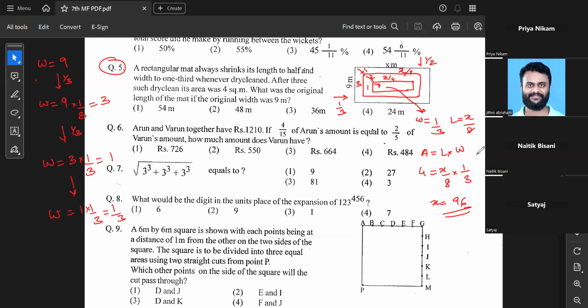I did not understand. You said width is 1 as per your answer, which is wrong. Width is 1 after the second dry clean. But we have to go for 3 dry cleans. See, I've clearly mentioned it over here. After the first dry clean, it becomes 3. After the second dry clean, it becomes 1. Now, after the third dry clean, it should become 1 by 3. So you'll have to divide it one more time. Okay. Then you solve using the same procedure, you will get the answer.